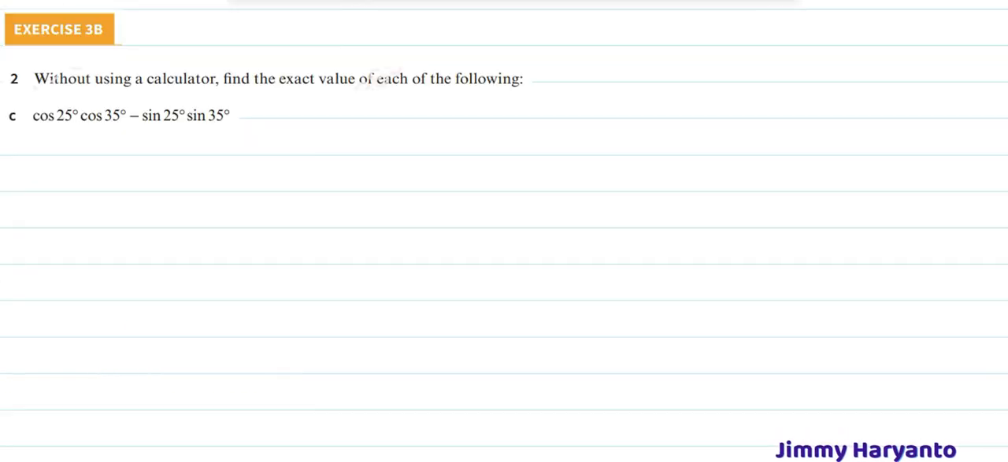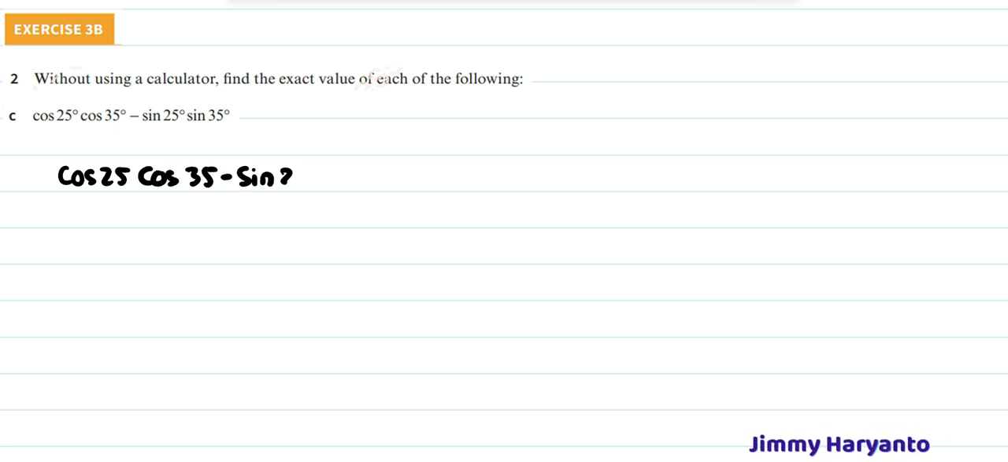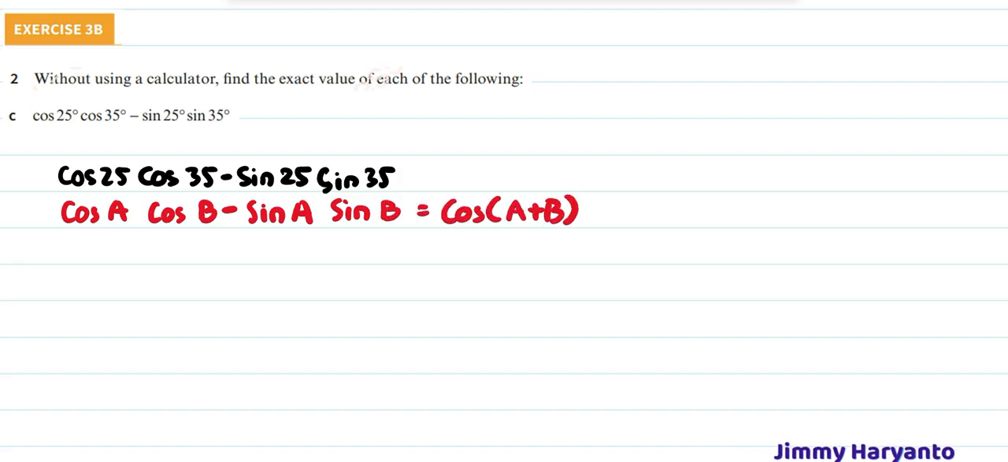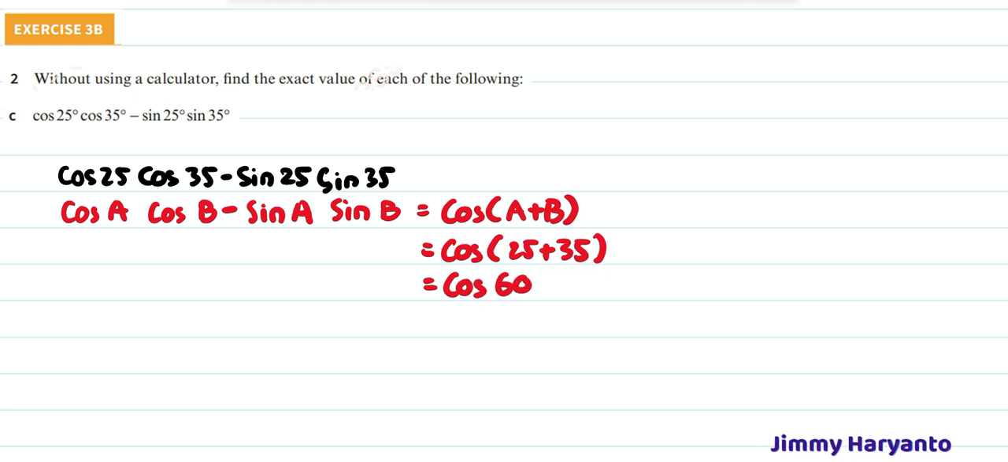Okay, that is exercise 3a. Next is exercise 3b, the first one. For this one, we have cos 25 cos 35 minus sine 25 sine 35. We have a formula like this: cos A cos B minus sine A sine B, and the result will be cos (A plus B). So for this one, the result will be cos (25 plus 35). That means you will have cos 60, and cos 60 equals a half.